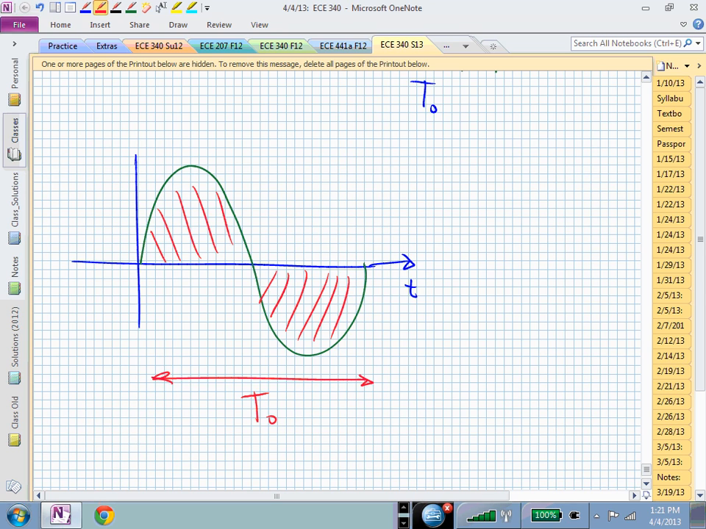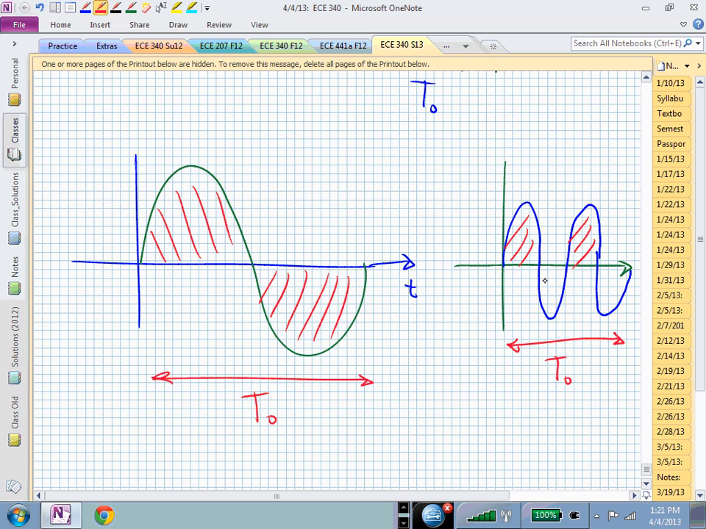What if we integrated the second harmonic piece? That's supposed to be a sine wave that's twice the frequency as the first one. This is still t naught, but now I have this area and that area, and they better be the same as those two areas.